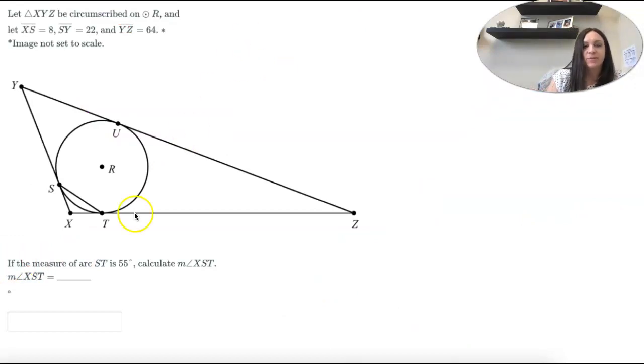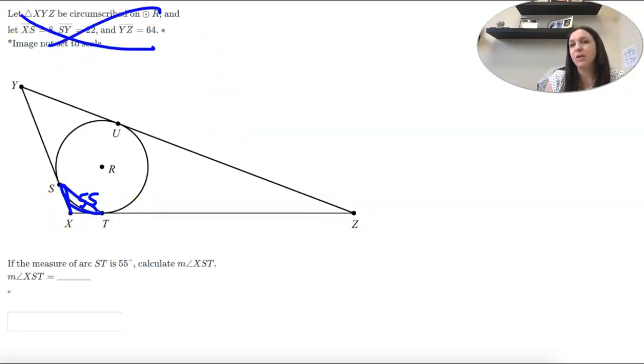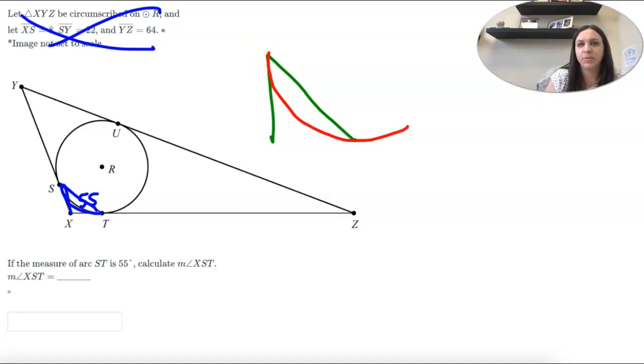This is our last one. So let's see. If the measure of arc ST is 55, calculate the measure of XST. Okay, so did you notice I ignored all of this? I knew I didn't need it because I was finding an angle. Okay, so what we have is we have an angle and then an arc length that starts at that point and then goes this way from a circle. So the arc length is 55, and we're trying to find this angle.